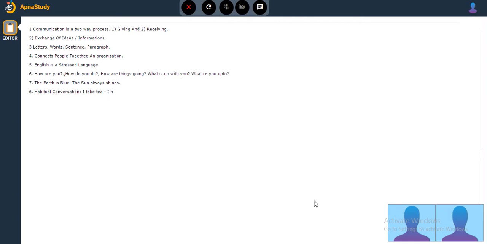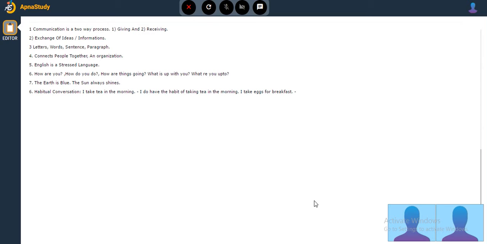It means I do have the habit of taking tea in the morning. Right? Take tea in the morning. This would be a little more appropriate. So I take tea in the morning. It simply means I do have the habit of taking tea in the morning, or in every morning, or every evening. I used to take tea. I take eggs for breakfast.